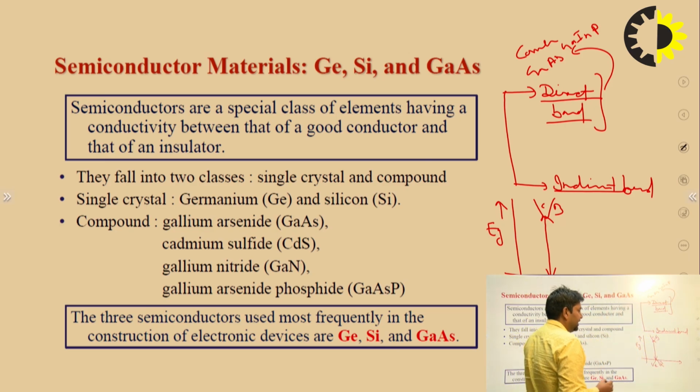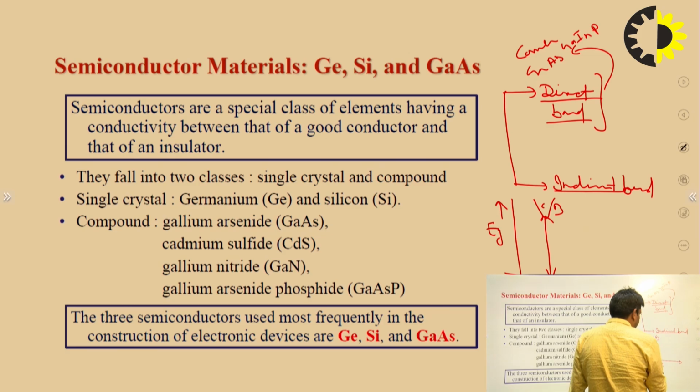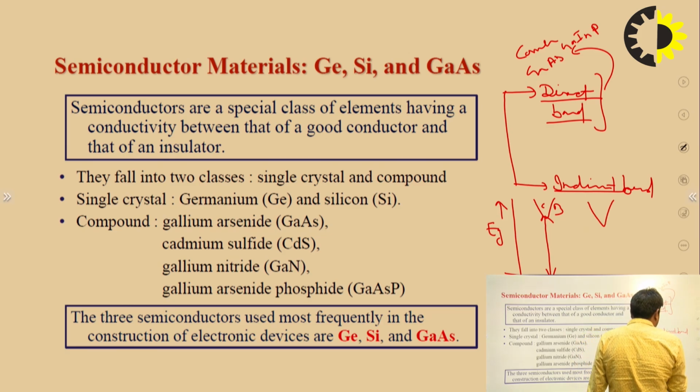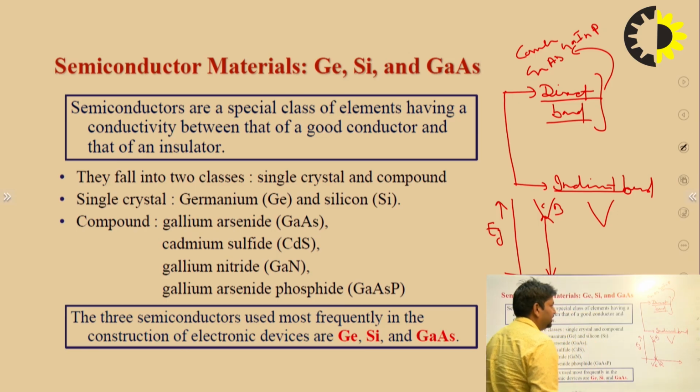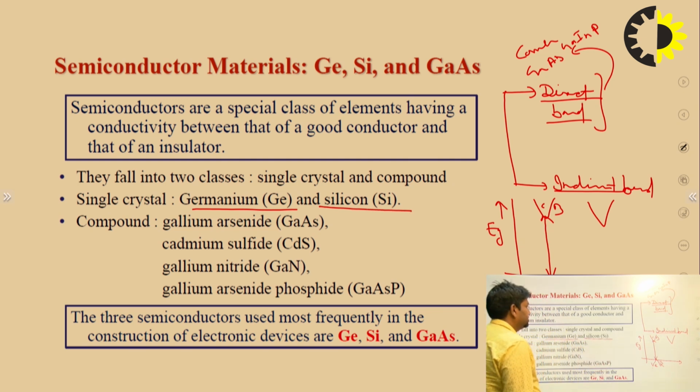And what is the indirect band gap material? If the valence band and the conduction band are not at the same momentum, we say such a material is called an indirect band gap material. What is the example of an indirect band gap material? Germanium and silicon. So all semiconductors are characterized in two forms: indirect band gap material and direct band gap material.